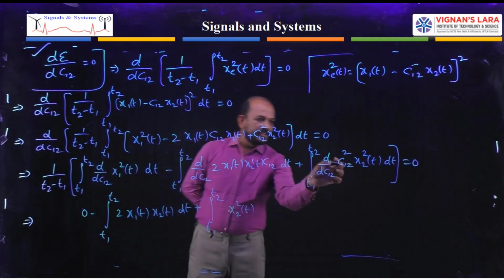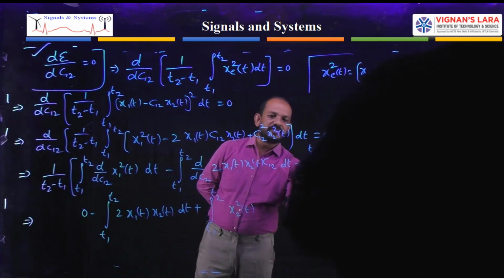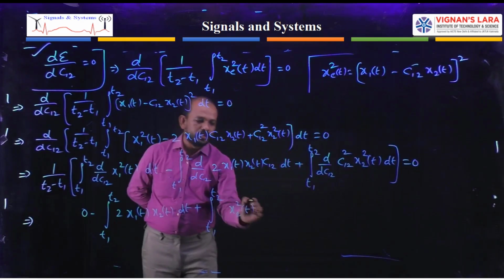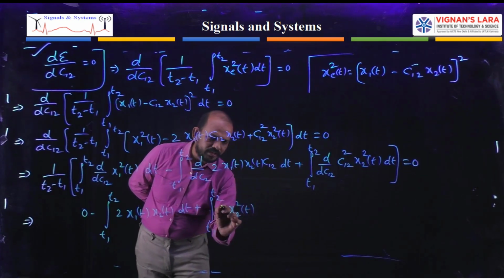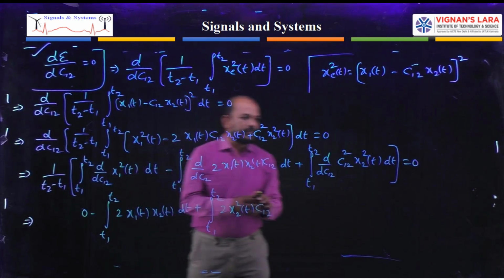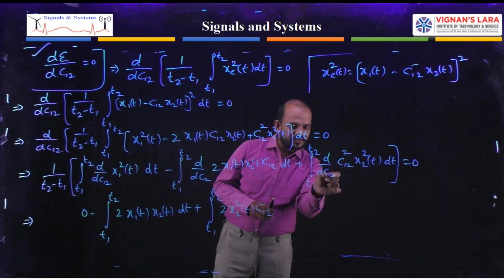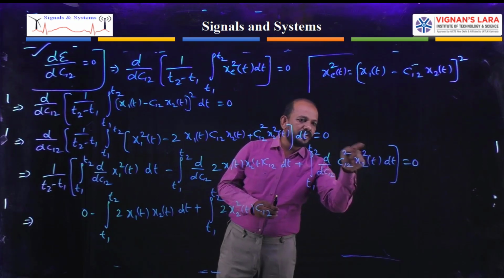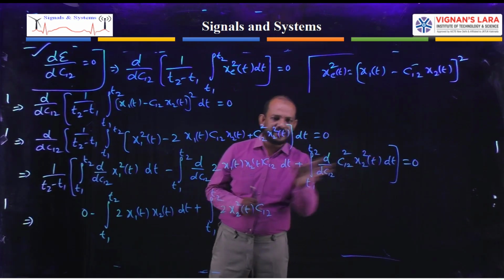Okay. Next, c12 square, what? 2 into c12. So I can write 2 into c12, or I can write 2 here also, 2 c12. So the differentiation of this term with respect to c12 will give 2 into x2 square of t into c12. Because it is constant, I have written the constant.